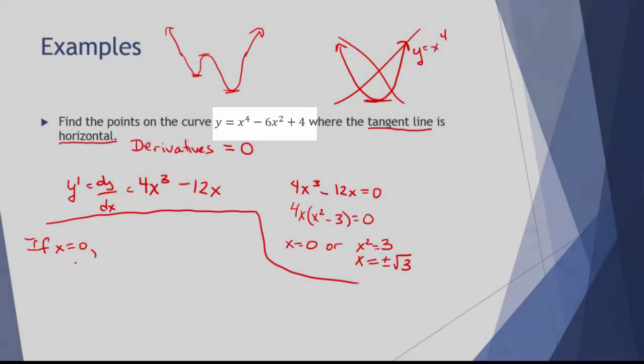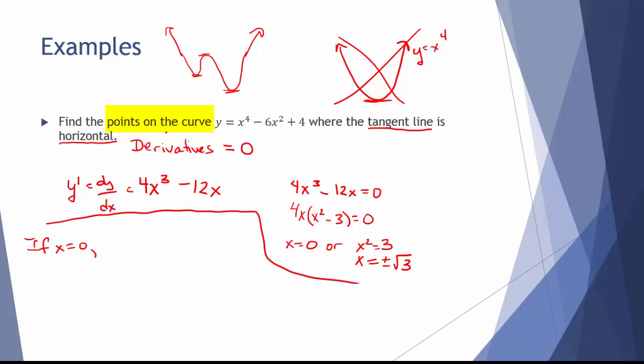Well, remember what it is you're trying to find at the moment. You're looking for points on the curve, and points are ordered pairs, meaning they have an x-coordinate and a y-coordinate. You do not plug this into the derivative. If you plug 0 into the derivative, what you are finding is the slope of the tangent line at x equals 0. What I'm looking for is the y value at x equals 0. So when we plug in x equals 0, we get y equals 0 to the 4th minus 6 times 0 plus 4, also known as 4.